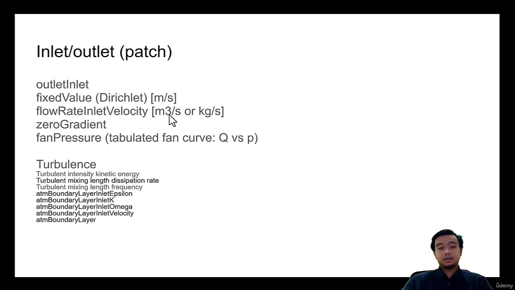Besides the fixed value of velocity, we can also input the flow rate at the inlet, which can be defined in terms of volumetric flow in cubic meters per second, or mass flow rate in kilograms per second. So we can input this data if you have a specific CFM, let's say, for your blower or fan, or your pump has some specific value of mass flow rate. You can input it here.